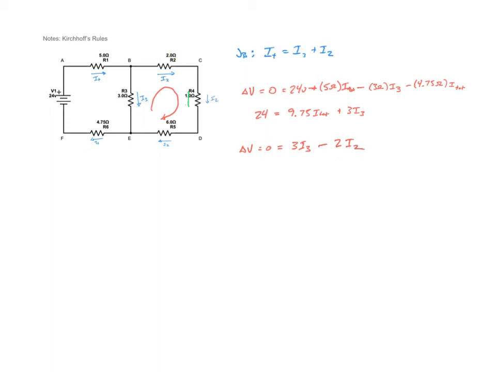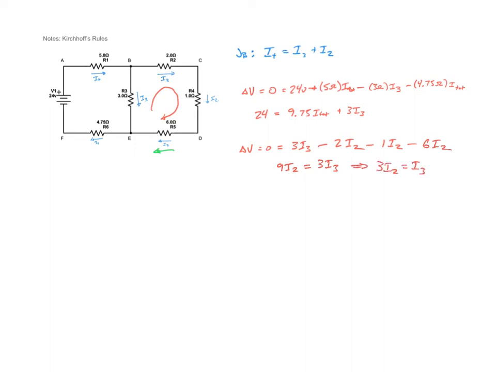The next element is R4, going with the current. It's a drop in voltage, so this time I get 1 ohm times I2. Finally, the last element I go through is resistor 5, which gives me a drop in voltage because I'm going with the current through resistor 5, so I get 6 times I2. That gives us our third equation, and all we really have to do is simplify it a bit. It does simplify pretty easily into 9 times I2 is equal to 3 times I3. We can simplify it one more time.